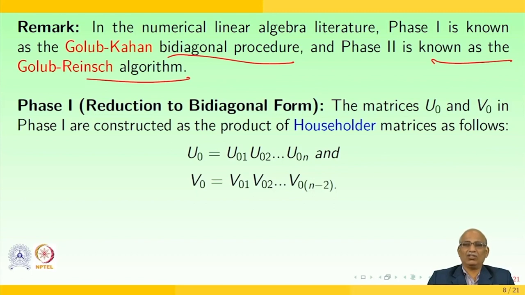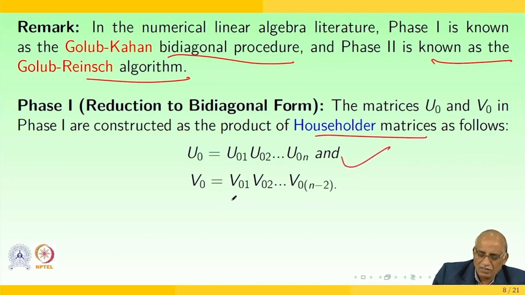The matrices U0 and V0 in phase 1 are constructed as the product of Householder matrices as follows. That is, U0 is equal to U01, U02, U03 up to U0n, and V0 is equal to V01, V02, V03 up to V0(n-2).